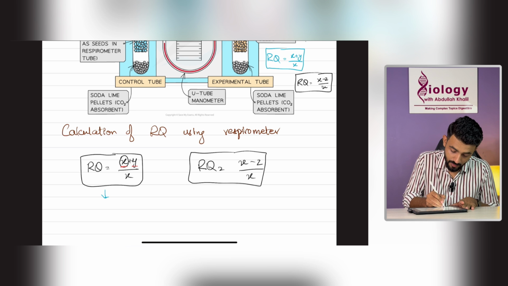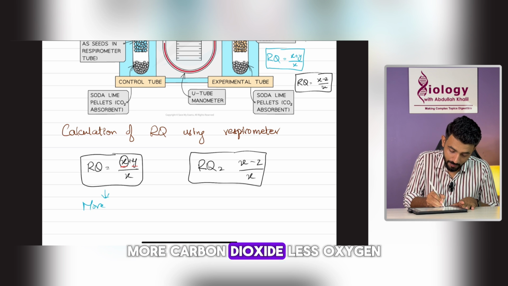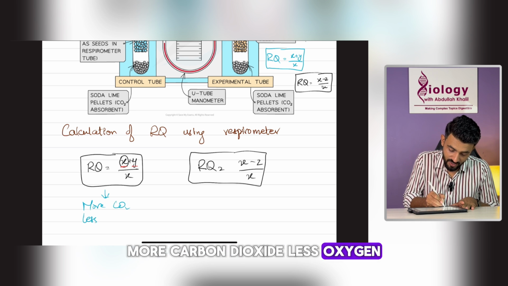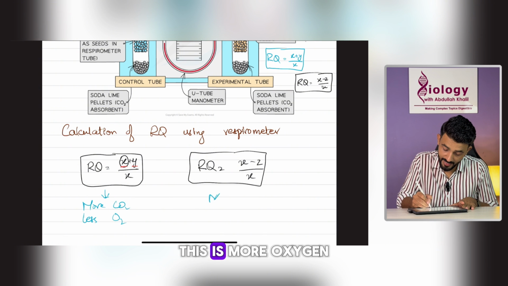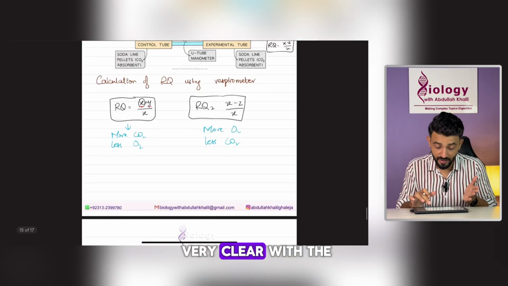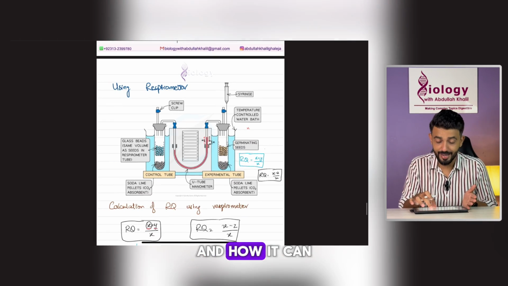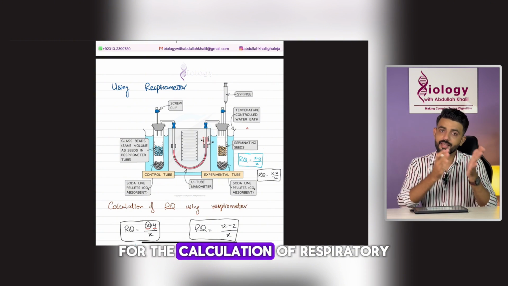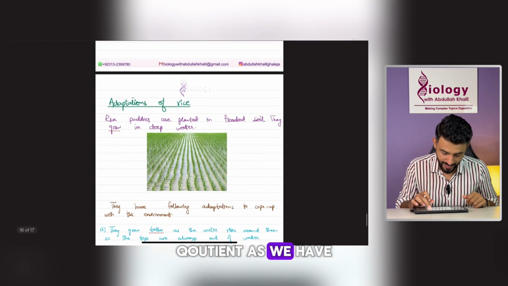This is more carbon dioxide, less oxygen. This is more oxygen, less carbon dioxide. It's very simple. You have to be very clear with the use of the respirometer and how it can be used for the calculation of respiratory quotient, as we have seen here.